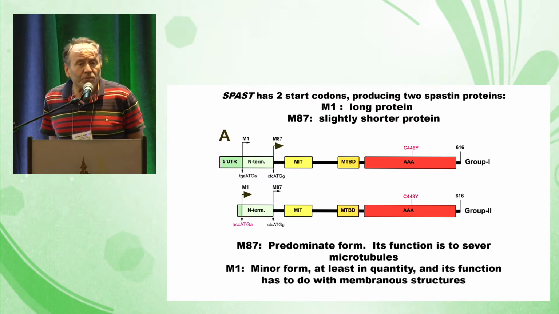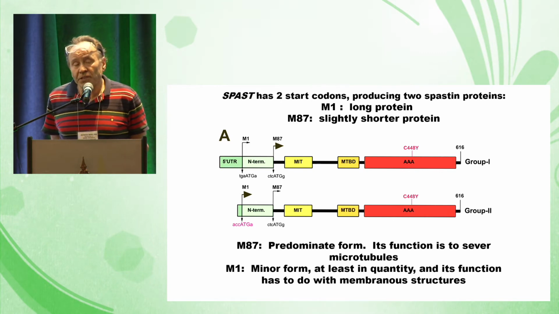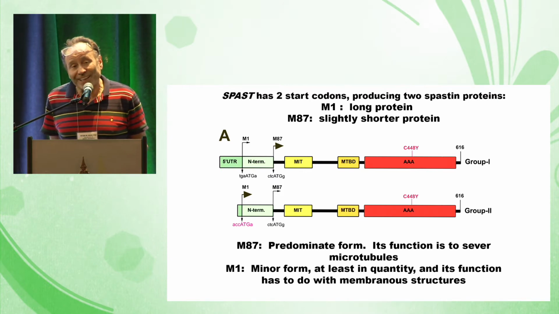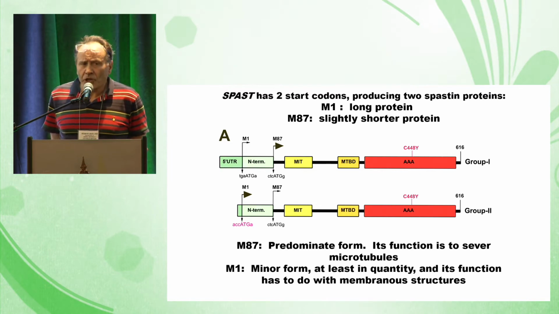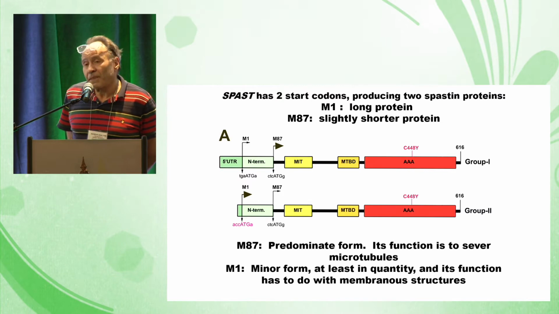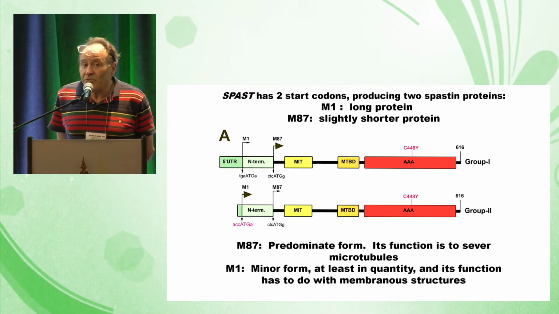And I think Dr. Blackstone likes to describe it as two different proteins. So M87 protein is a microtubule severing protein, and M1 is a protein that regulates endoplasmic reticulum and membrane structures. So we'll talk a little bit more about that in a moment. But the big issue here is that one of these is in high abundance, the other is in low abundance, and they really do very different things.